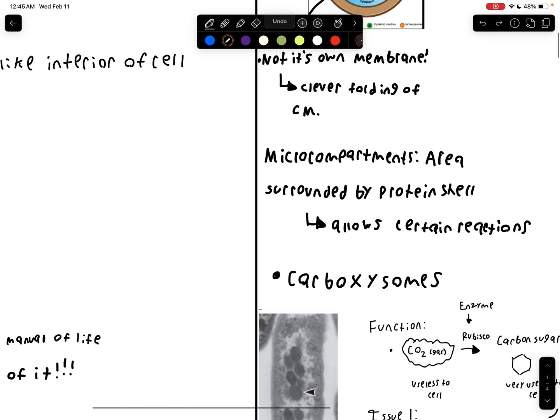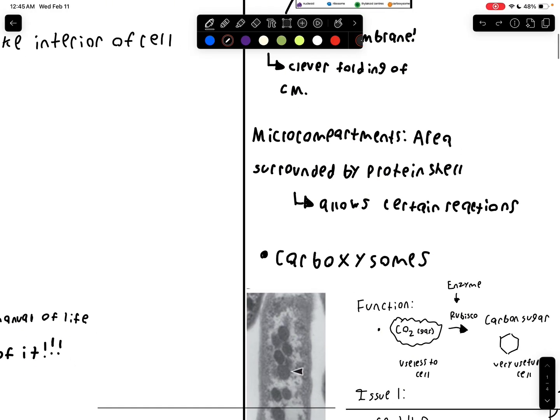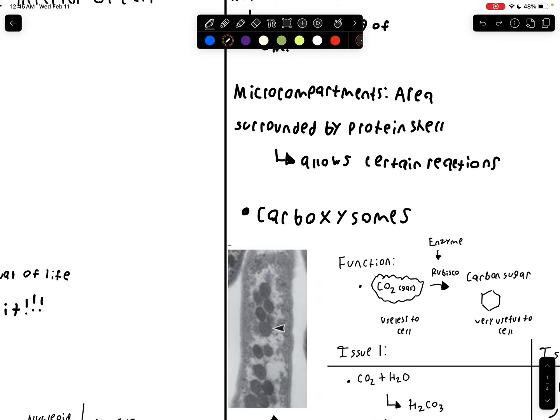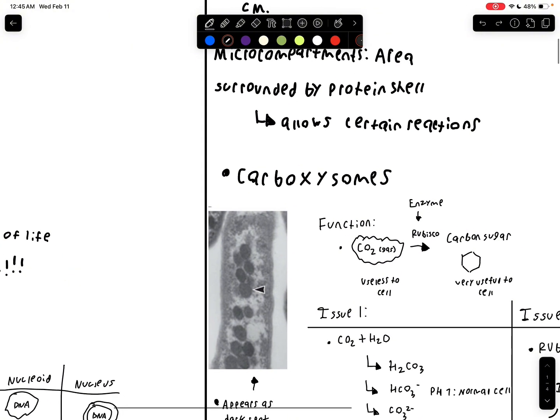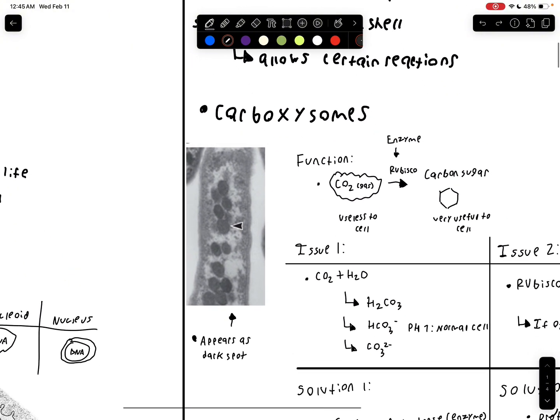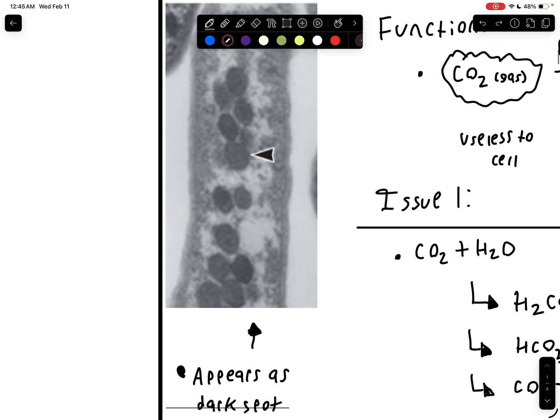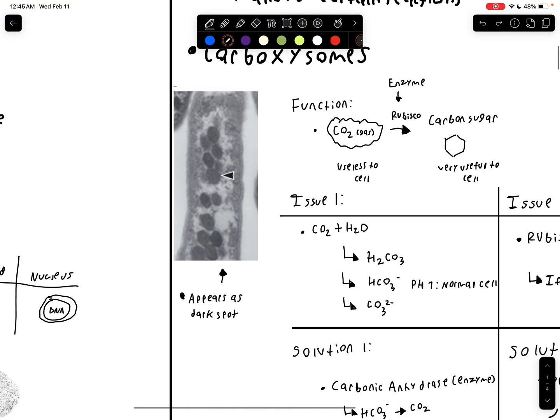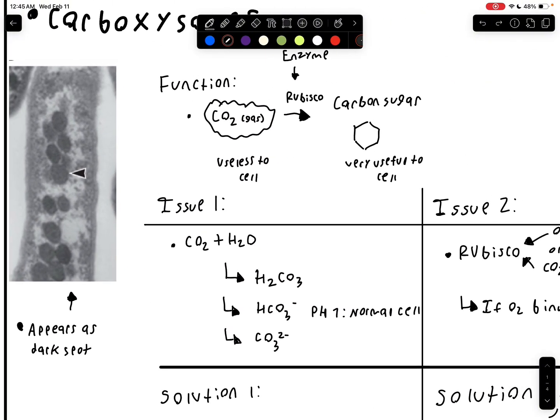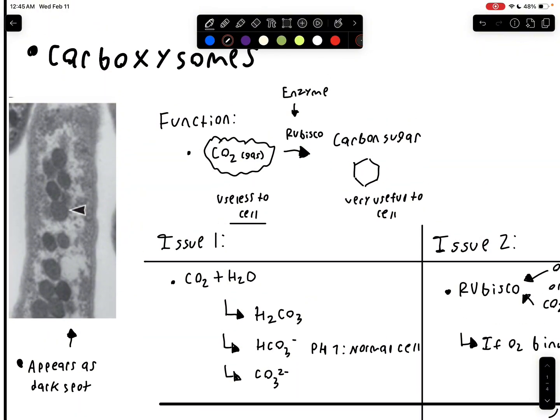Now, that's a structure, but there are also microcompartments. The difference is microcompartments are areas surrounded usually by a protein shell. And what they do is they allow certain reactions to happen. So let's get into some examples. This first one is the Carboxysome, and it appears as a giant dark spot over here. And so the function of it is what we call fixing CO2 gas, which is useless to the cell, right? The cell can't do anything with CO2 gas. And so it has an enzyme called rubisco that turns that useless thing, which is CO2 gas, into something useful, which is a carbon sugar, right?